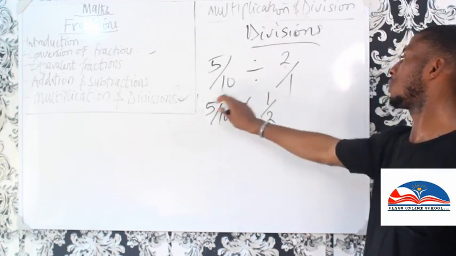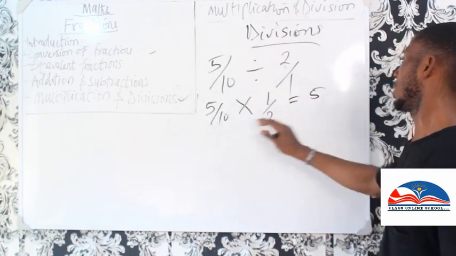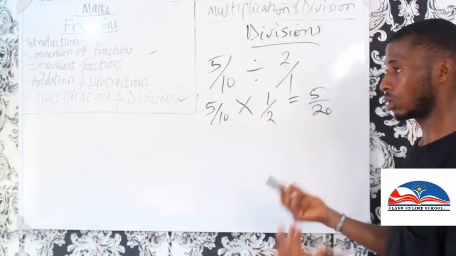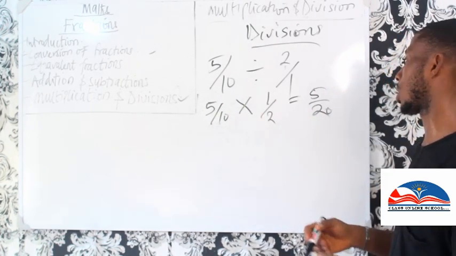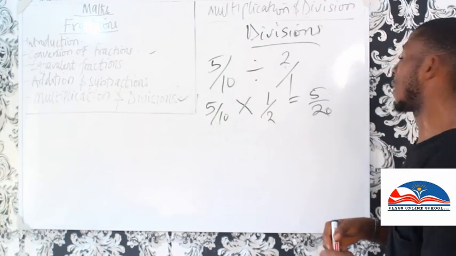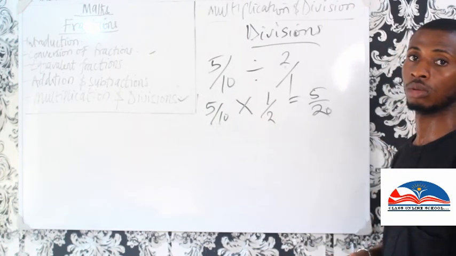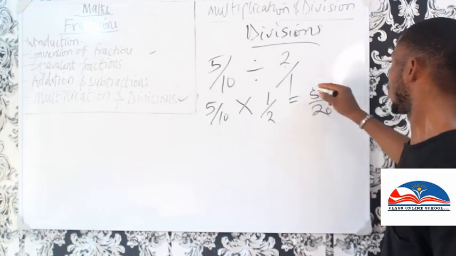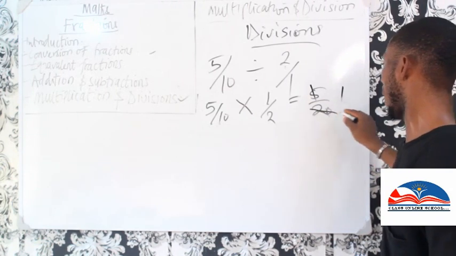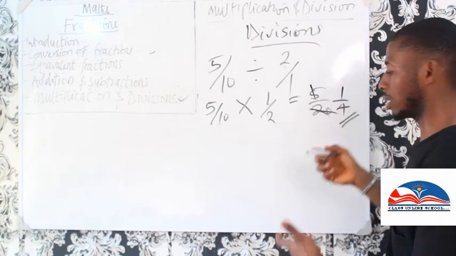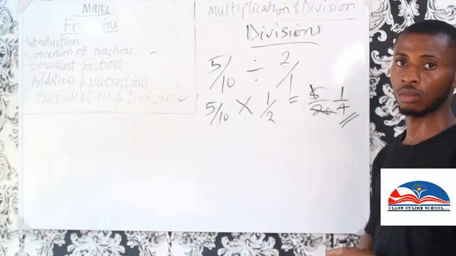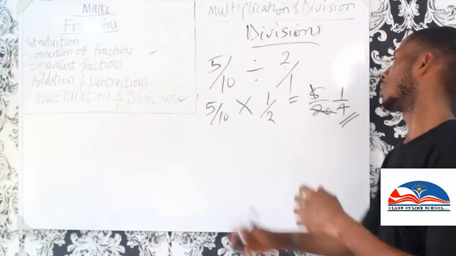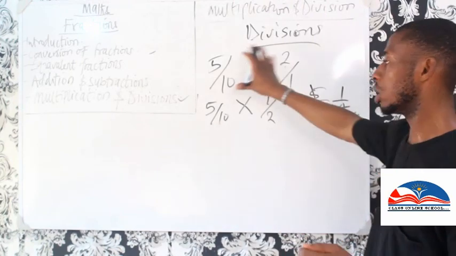At such point, you can do 5 times 1, 5, 10 times 2, 20. Then, press your calculation. 5 over 20. What can go? 5 can go. 5 into 5 is 1, 5 into 20 is 4. And that's our answer, 1 over 4. Okay. Now, this is just the division.